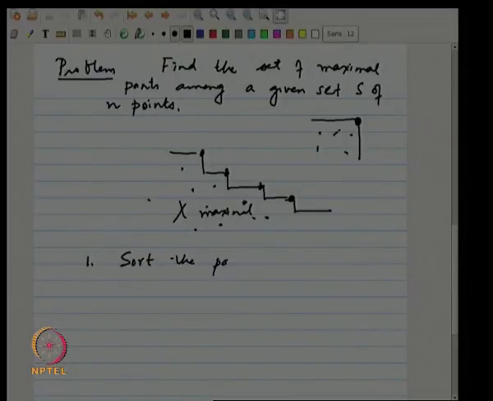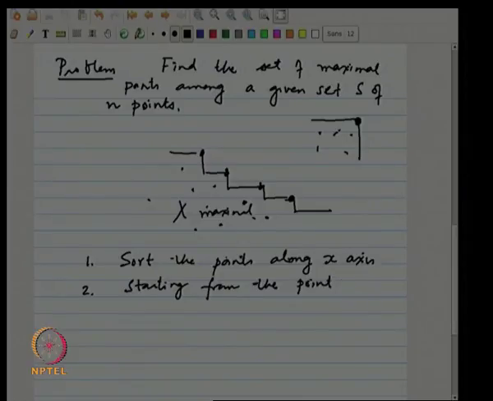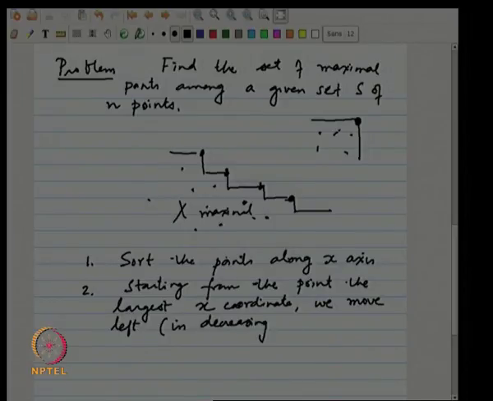Let me iterate the one proposed solution, which seems to be a nice and fast solution. You sort the points along the x axis, and then, starting from the point with the largest x coordinate, we move left, in decreasing values of x. So, this is what we do.